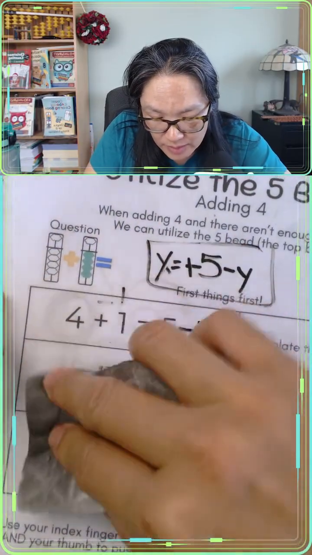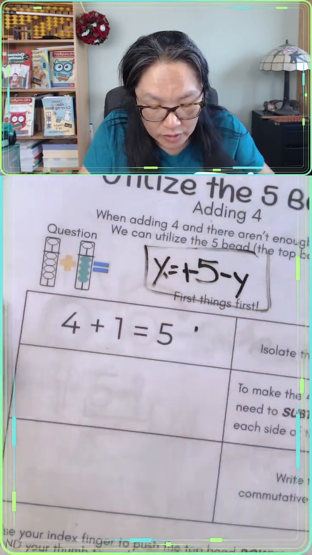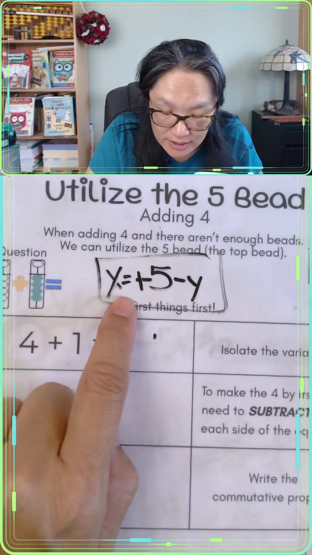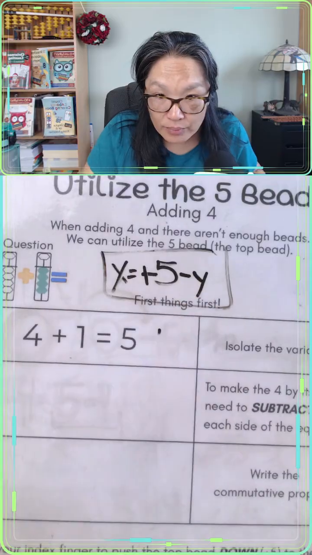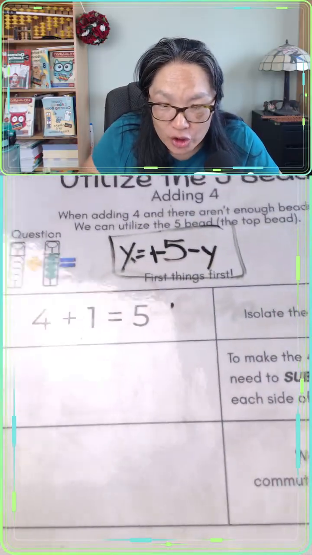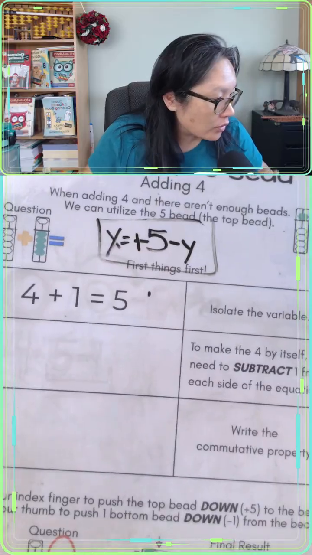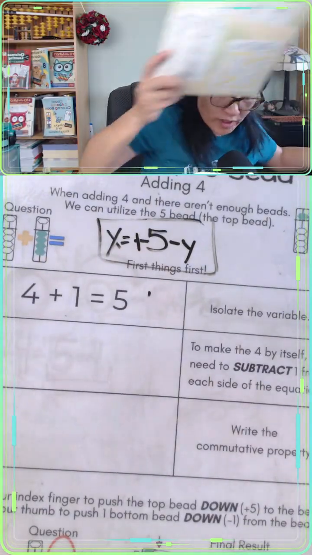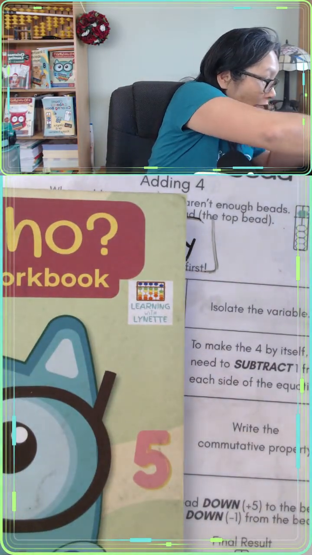So here is the beginning part of algebra. When we're looking at it, we could say x is equal to 5 minus y, because it makes a huge problem with the basics. You know why? Because mainstream tells us, you need to memorize. I'm like, no, I don't want to memorize.